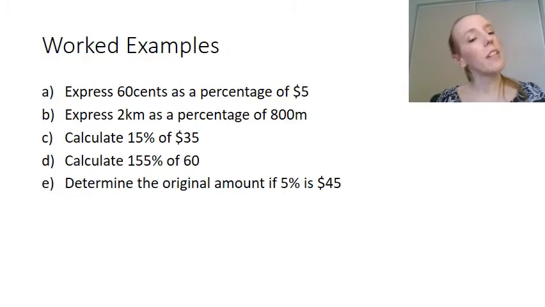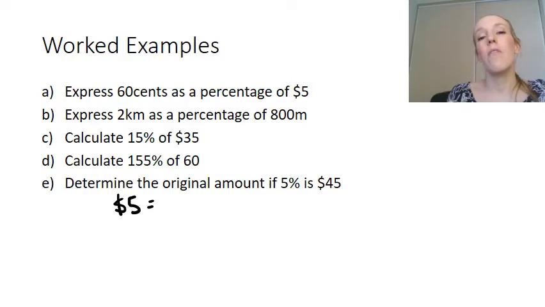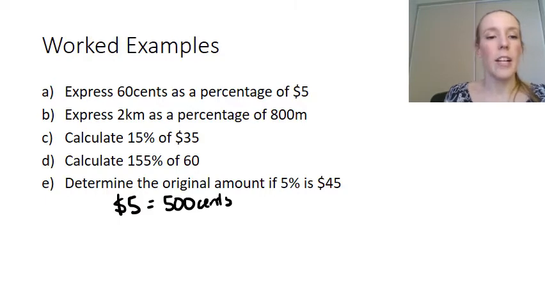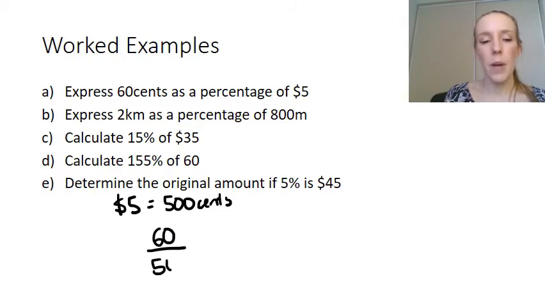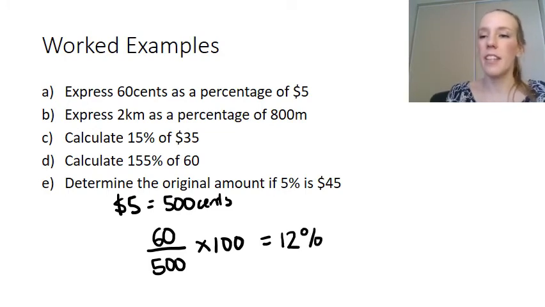Okay, so some worked examples here. Express 60 cents as a percentage of $5. The first thing we've got to notice is we've got different units here, so we're going to have to convert to the same units. So $5, we're going to convert that to cents, so that equals 500 cents. So express it as a percentage. We put the part amount on top, so it's 60, the full amount on the bottom, 500, and we'll multiply by 100, and that will get us a percentage. So 60 divided by 500 times 100 is 12, so it's 12%. There we go.